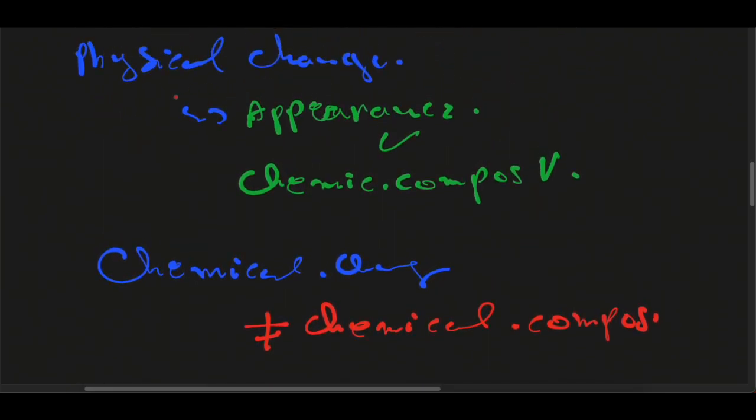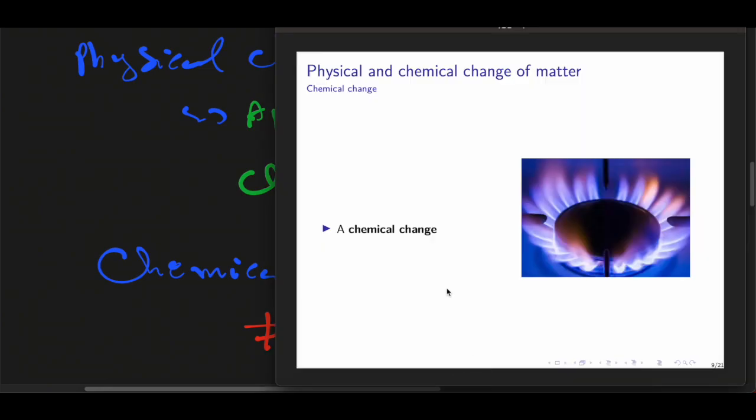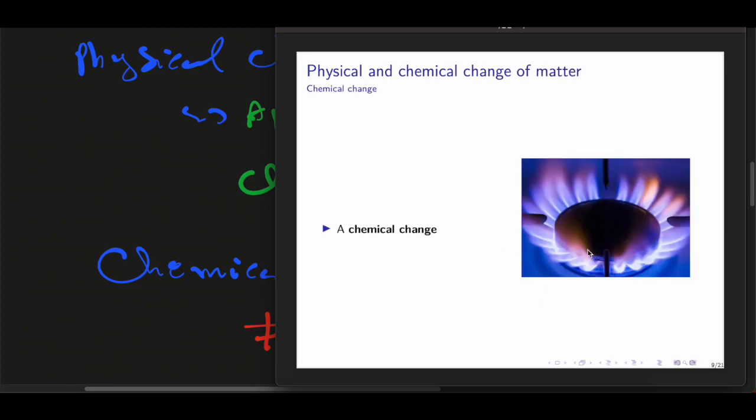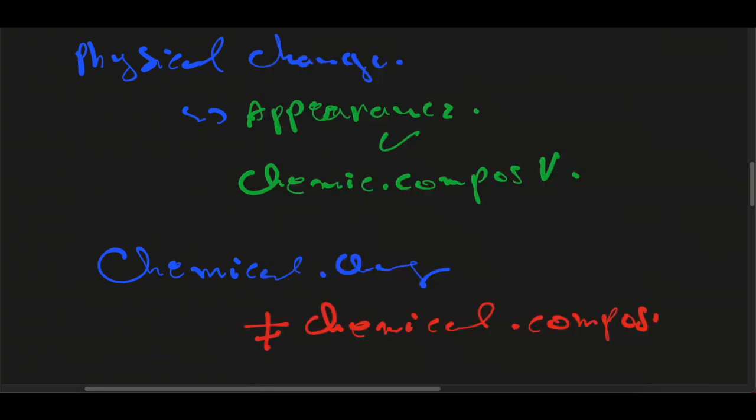But in physical change, the chemical composition is the same. Why? For example, if we return to the previous figure, the water in the solid state is the same water that we have in the liquid state. So the chemical composition didn't change. But in chemical change, the chemical composition does change. That's what we have here with the burning of gas.